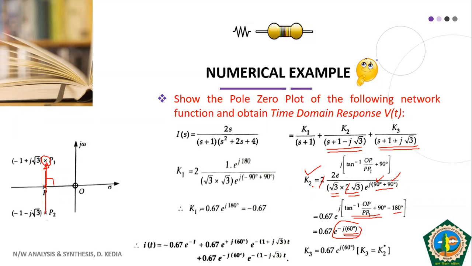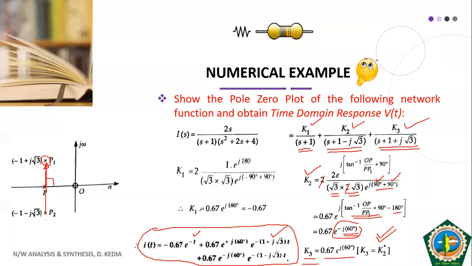Now we know that the terms corresponding to K2 and K3 are complex conjugates. If you have obtained K2, K3 will be nothing but its complex conjugate. If you have minus j, you'll have plus j here. That's it. K3 is equal to the complex conjugate of K2. And if you do that, we have obtained K1, K2, K3. Okay, you substitute and you already know the answer. The inverse of 1 upon s plus 1 is e raised to minus t. The inverse Laplace of this is e raised to the power minus of 1 plus root 3 j times t, and similarly for the other term. This is our time domain behavior from the pole zero plot.